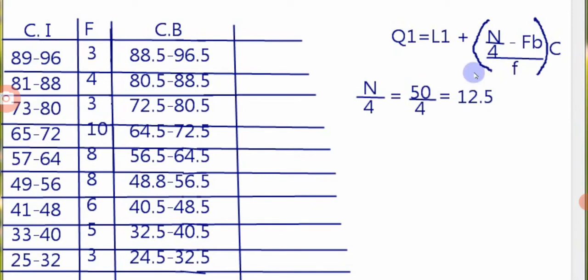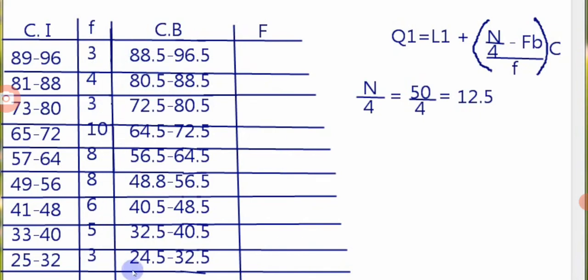The next thing we do, having known this 12.5, will help us to determine the quartile group in the table. That's why we need the cumulative frequency, because it is used to determine the quartile group, and it is not in the table. That means we have to compute it. So we use small letter f for ordinary frequency, and capital F for what?